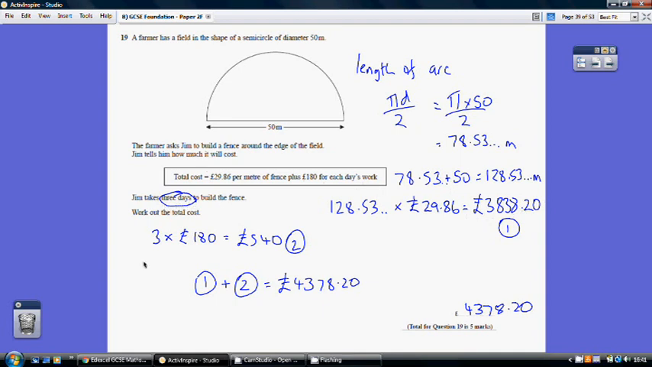So I've got an extra cost of 3 lots of 180, which is an extra £540. So he's charging me £540 for the labour, plus 3838.20 for the actual fencing itself. Add these two together, I get £4378.20.